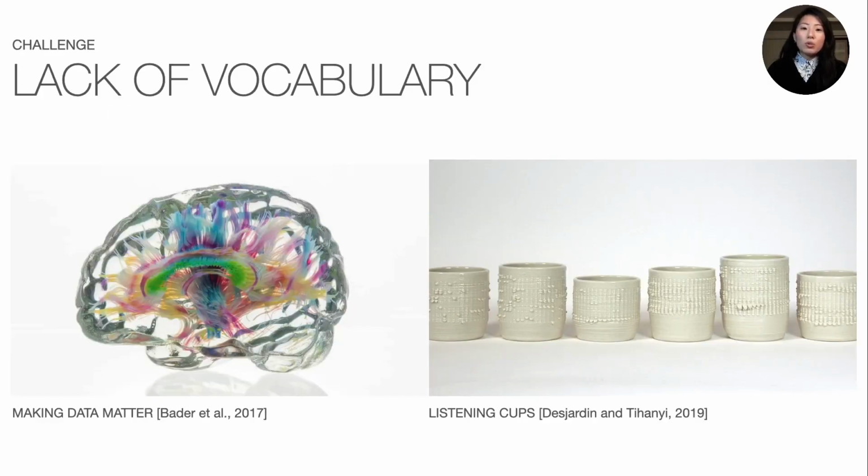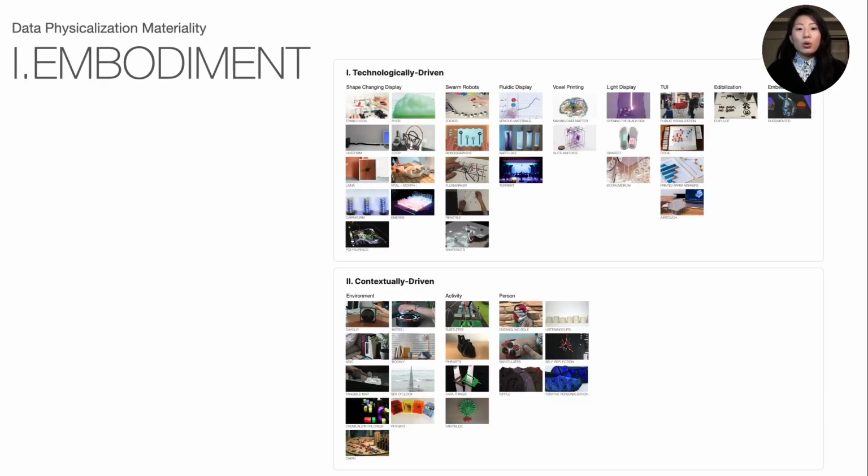One struggle we faced when discussing a physicalization's materiality was our lack of vocabulary. How could we compare and discuss 2 seemingly different artifacts? Where, for example, Making Data Matter presents a multi-material print of brain scans, and listening cups are 3D printed ceramic cups embedding data of everyday ambient noise. To provide this vocabulary, this requires first discussing the designer's intent of how the data is embodied, whether it was technologically or contextually driven.